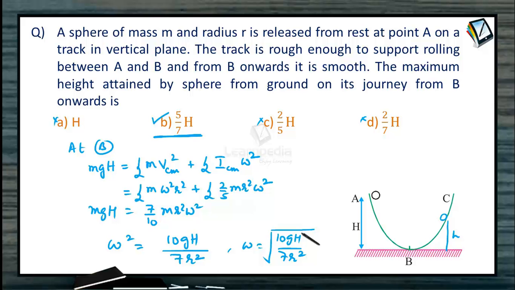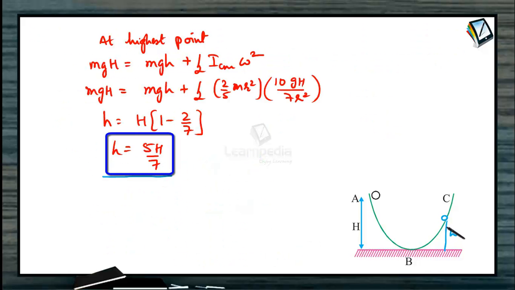So what we have done is clear. We have calculated the angular velocity at the lowest point. When it is rolling down from here, from height H, the angular velocity will be omega, and the linear velocity will be v. From here it rises to a certain height. We have taken that value and substituted it in this case, 5H by 7.